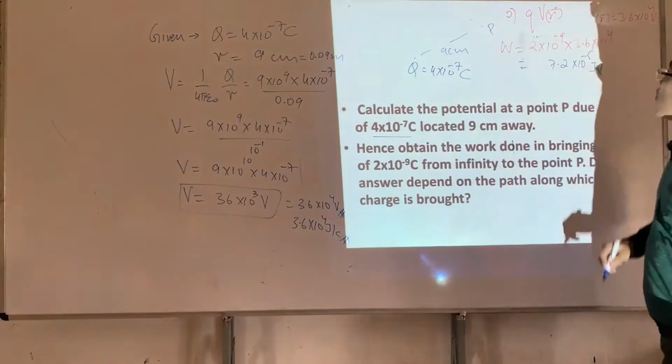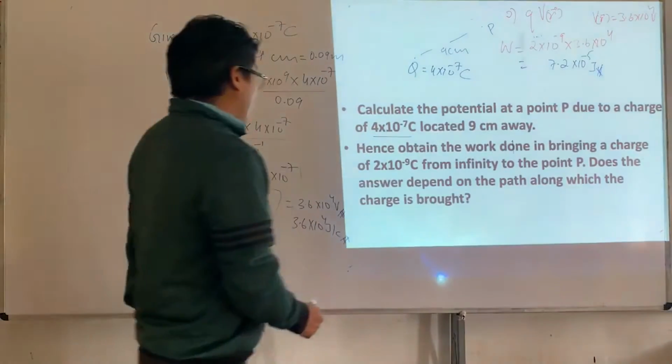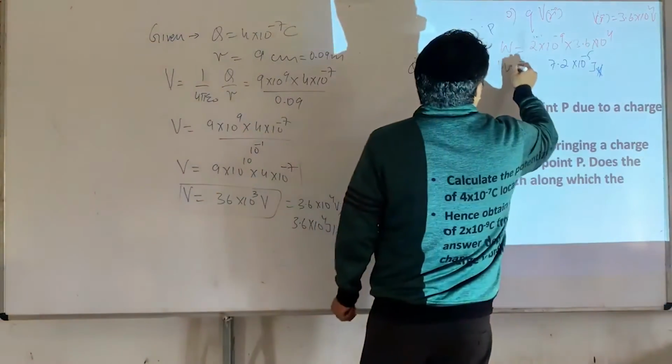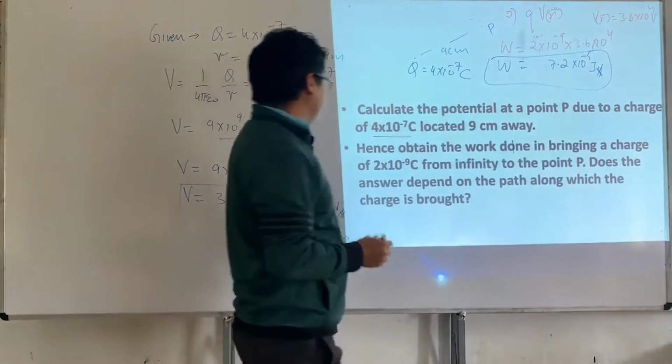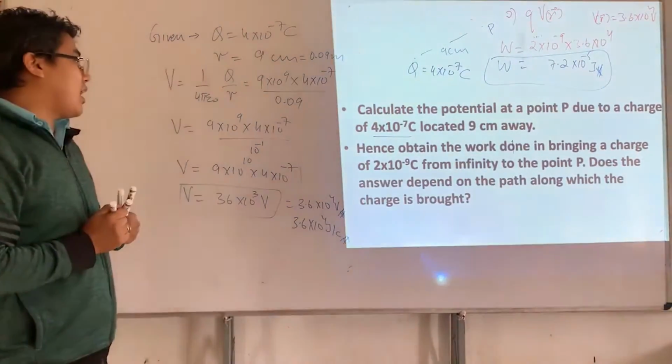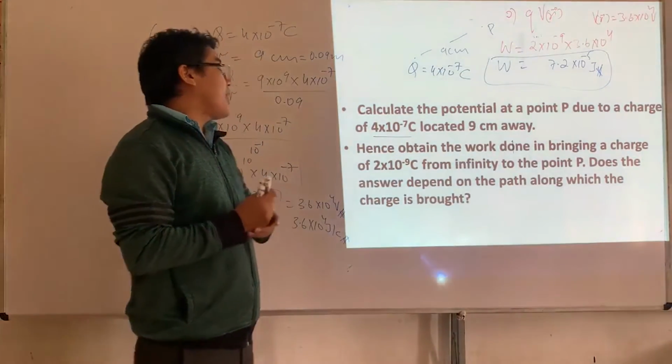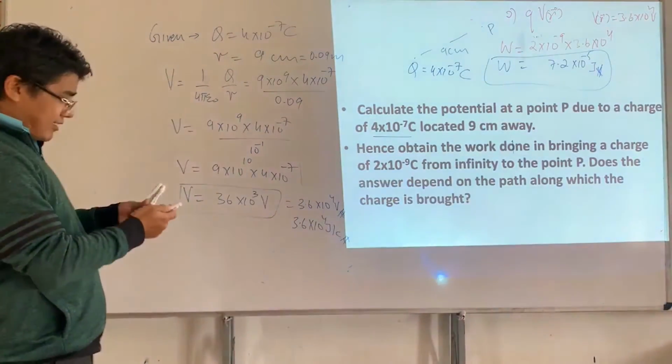This is the work. So this much work is required. So this is the point. Hence the work in bringing 2 into 10 to the minus 9 coulomb from infinity to that point is this. Look at here, very simple, right?